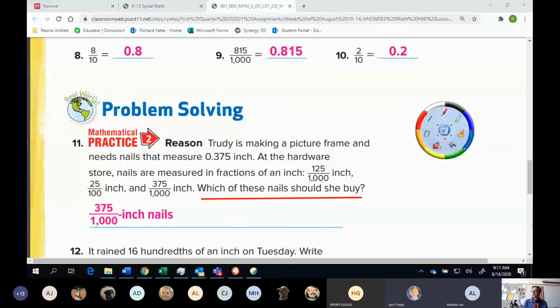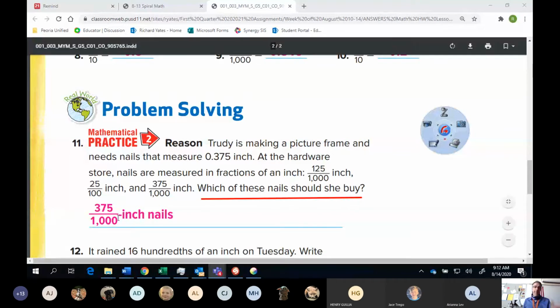Trudy should buy... You should say Trudy should buy blank inch nails. Perfect. Trudy should buy blank inch nails. Make sure you have an answer sentence there, kind of like that, so that you have that on this part.